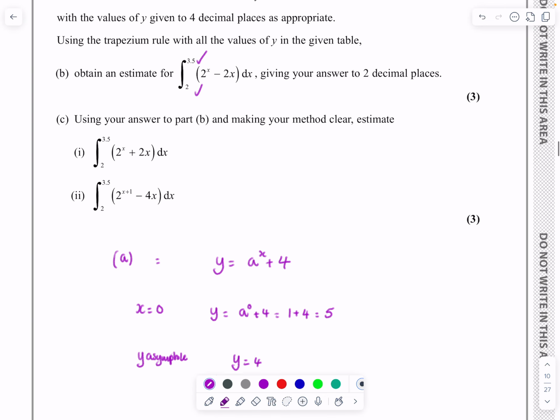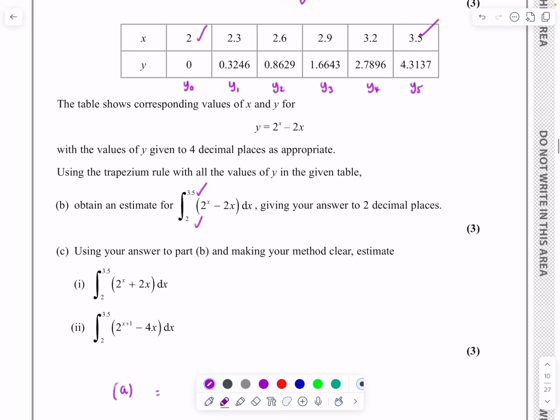Okay, so that's the trapezium rule part done. And then it says, does this quite often with this part C here, right, using what we found for part B, can we work out these 2 different ones? And what we know before we get started is that these 2 will be some sort of manipulation of what we have up in B here.